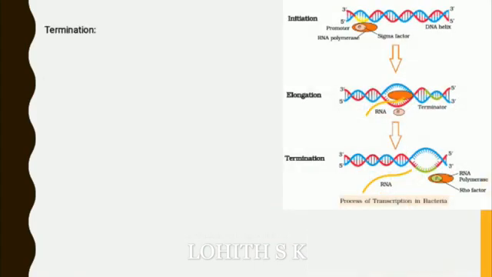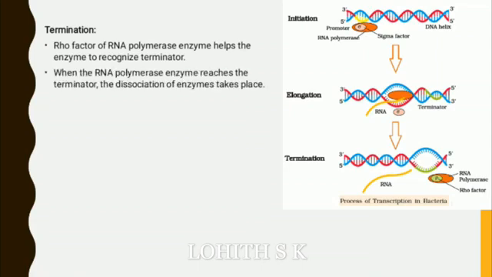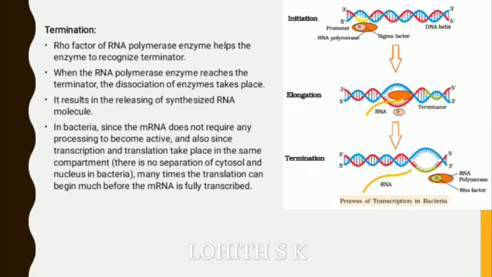The next and last step in prokaryotic transcription is termination, during which the rho factor of RNA polymerase enzyme helps the enzyme recognize the terminator. When the RNA polymerase enzyme reaches the terminator, the dissociation of the enzyme takes place. It results in the release of the synthesized RNA molecule. So here is one of the very important points regarding prokaryotic transcription.